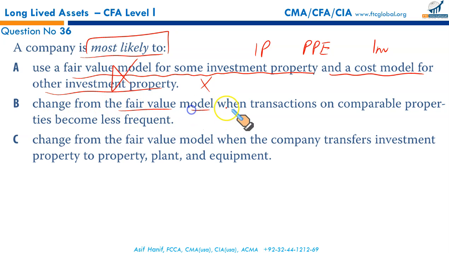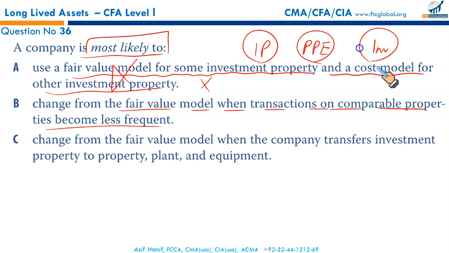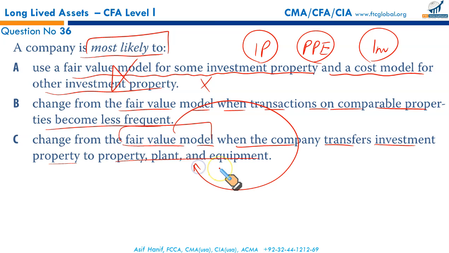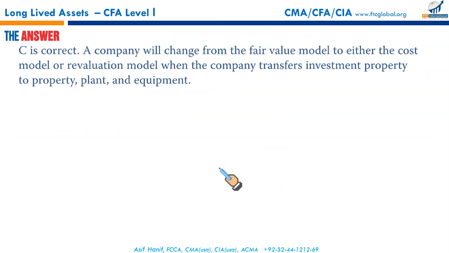Change from fair value model when transactions on comparable properties become less frequent. This is not a valid reason to transfer one property to another. These are the three categories specifically defined, which we discussed in a table. Change from fair value model, yes, when the company transfers investment property to property, plant and equipment. So yes, that is one of the transitions from the fair value model to the property, plant and equipment model, that is cost or revaluation model. This was one of the transitions in investment property, and that is the right answer.